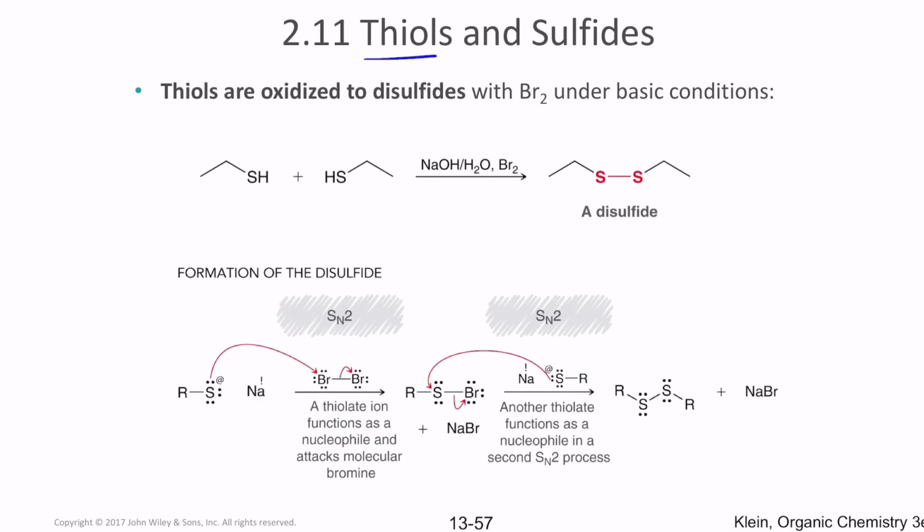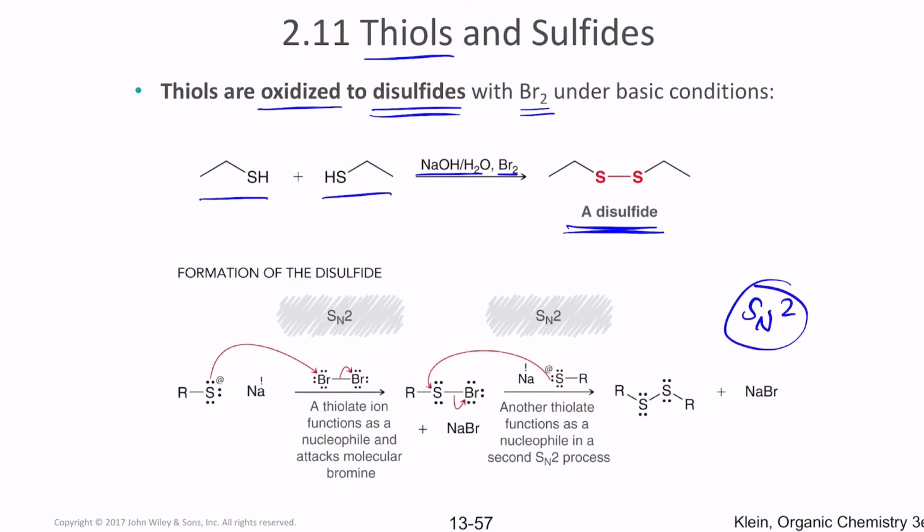In general, thiols are oxidized to form what we call disulfides in the presence of bromine under basic conditions. If you take two thiol compounds and mix them in the presence of NaOH, H2O and bromine, it creates a disulfide. There are two main reactions that occur, and both of them are SN2 reactions. So let's take a simple example.